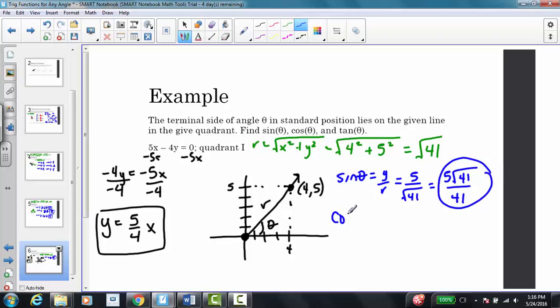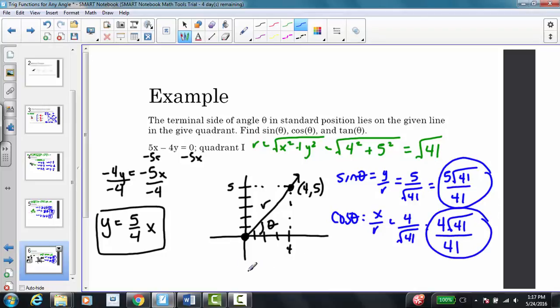Then I have cosine theta, x over r. My x distance is 4. R is square root 41. Again, getting rid of that radical, I'm going to get 4 root 41 over 41. And then finally, tangent theta is y over x. My y is 5 and my x is 4.